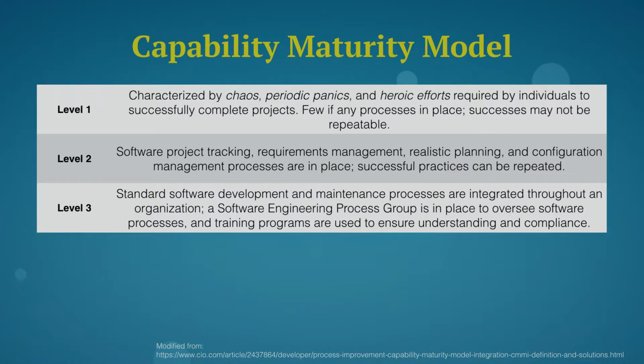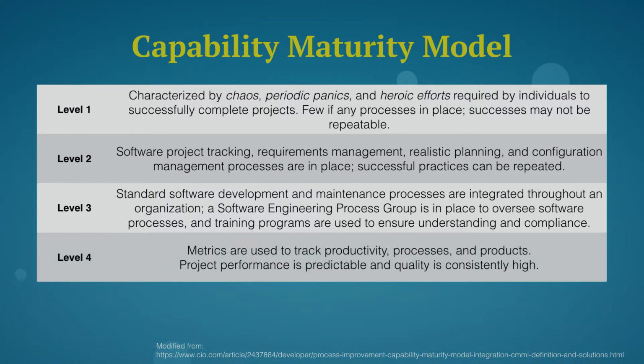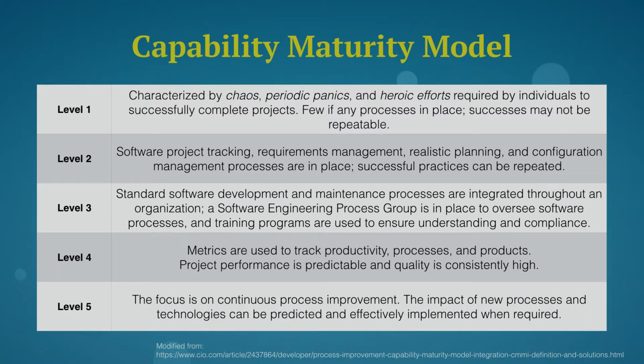Level 3, standard software development and maintenance processes are integrated throughout the whole organization. A software engineering process group is in place to oversee software processes, and training programs are used to ensure understanding and compliance. Level 4, metrics are used to track productivity, processes, and products. Project performance is predictable, and quality is consistently high. Level 5, the focus is on continuous process improvement. The impact of new processes and technologies can be predicted and effectively implemented when required.